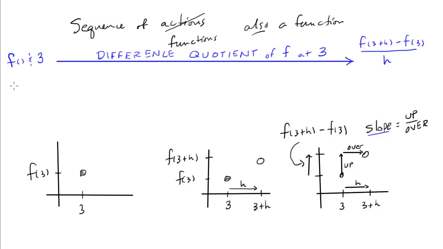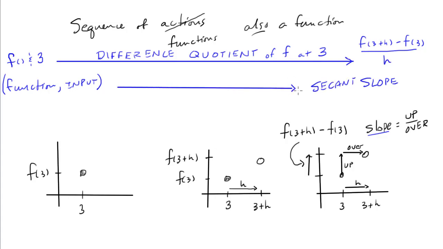I'll do our trick from last time. If I think of it as an ordered pair, a function input ordered pair, now it's one thing in, one thing out, and we'll call the slope what it really is. It's a secant slope. Now that's a function, one in, one out. And the function's name is the difference quotient. The output then is the difference quotient of f at 3.